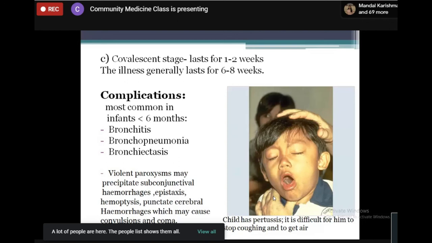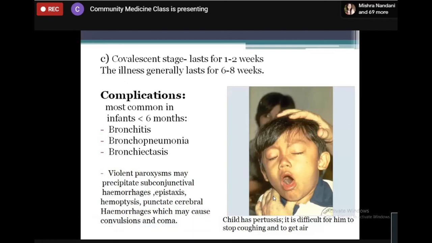The infant's mortality is high because during this violent paroxysm, the child may develop all these hemorrhages from the nose, from the eyes to the brain. Brain hemorrhage may also occur, and the child may develop convulsions, coma, and may eventually die. So see, when the child is having non-stop cough, it gets very difficult to get air.